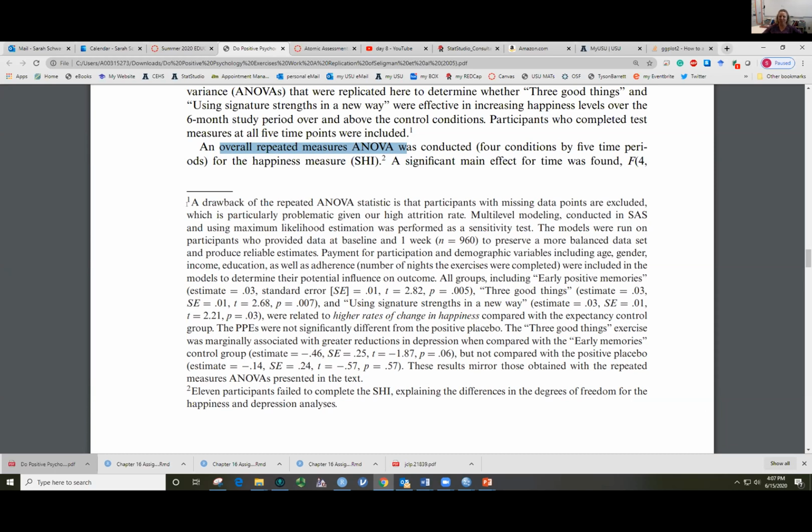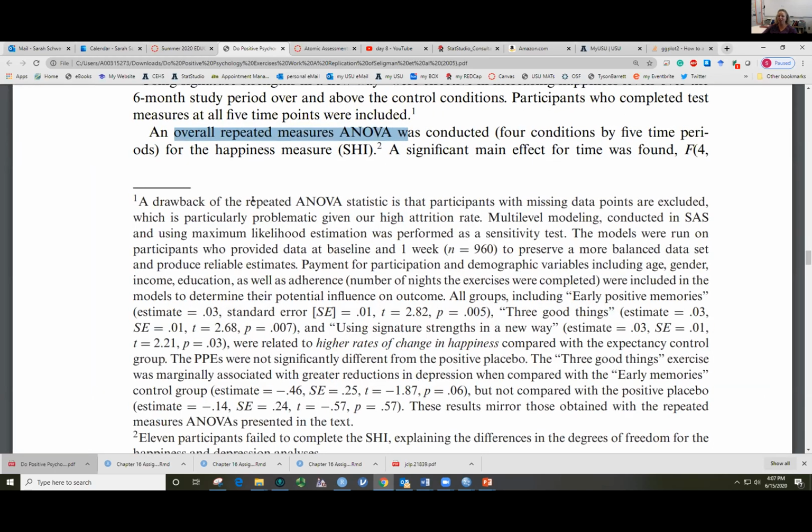So let's read it. A drawback of repeated ANOVA statistic is that participants with missing data points are excluded, which is particularly problematic given our high attrition rate. So what's another option? Multi-level modeling, which they conducted in SAS, which I teach in R, you can even do it in SPSS, and using maximum likelihood estimation was performed as a sensitivity test.